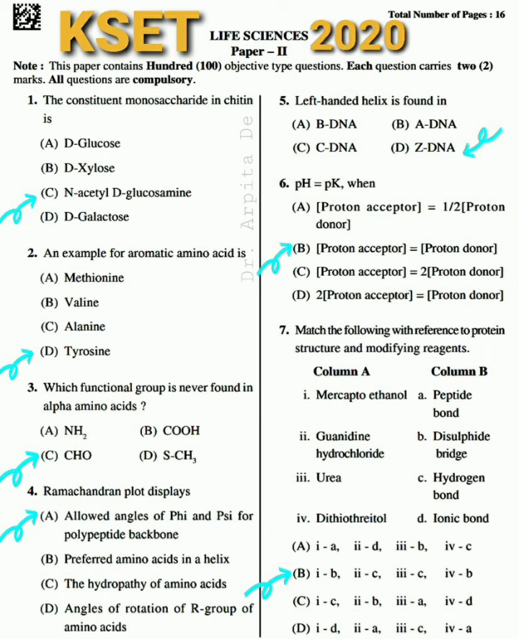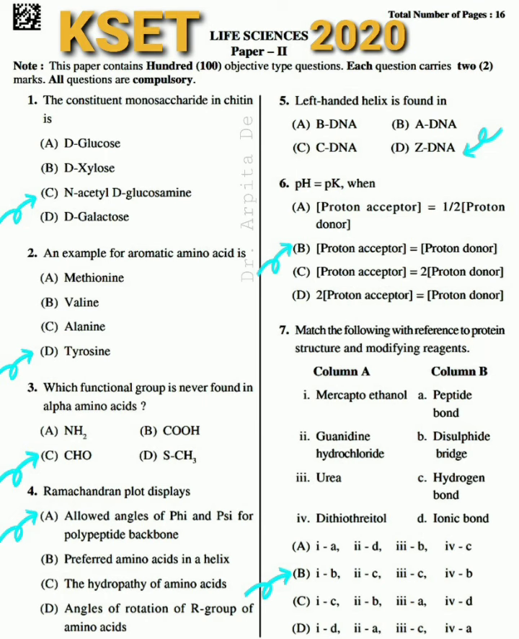Coming to question number 5. Left-handed helix is found in. It is found in Z DNA. From the other options we can see B DNA, A DNA, C DNA. These are all right-handed helix. So we are only left with one option, option D, that is Z DNA.